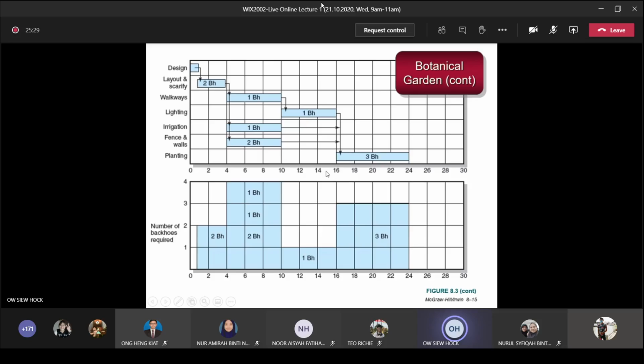So now how do you do the leveling? Which one will you choose to delay? Let's say assuming in this case the maximum is 4 BH, but you can only use 3 BH at one time. So which activity can you delay? You can postpone the starting of only 2 activities: one is the irrigation, the other is the fence and walls. Instead of starting from unit 4, you can start from unit 10. Which one do you think you will choose to achieve the leveling of these resources?